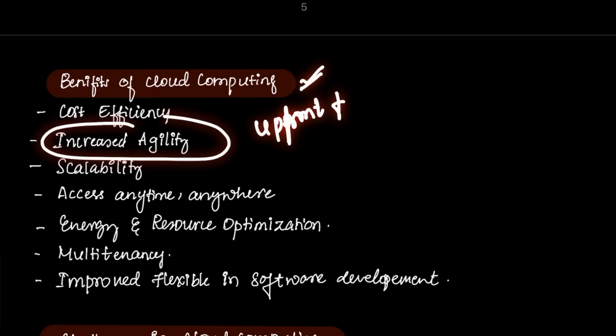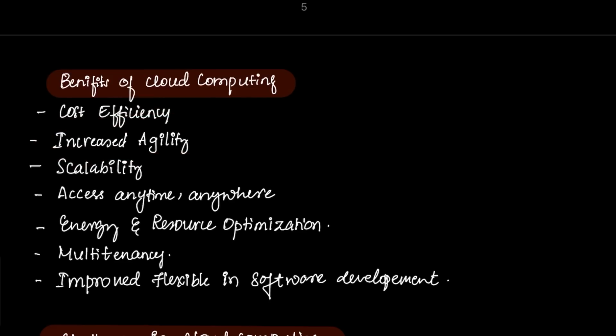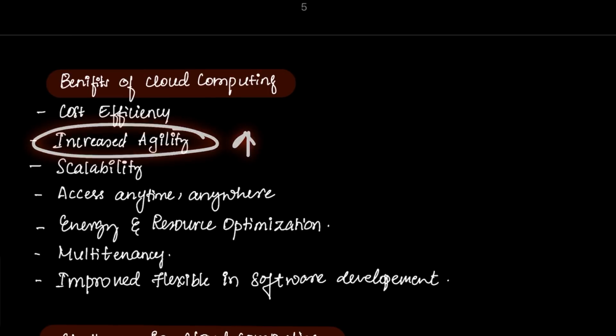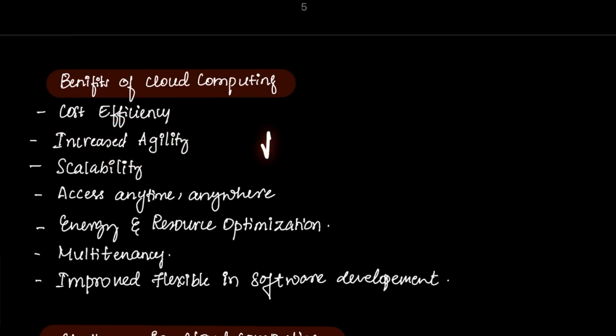Then we have increased agility. Agility means organizations can rapidly deploy or adjust the IT systems as needed without planning in advance. So if demand increases, they can add more resources, use more resources. If it reduces, they can delete the subscriptions.